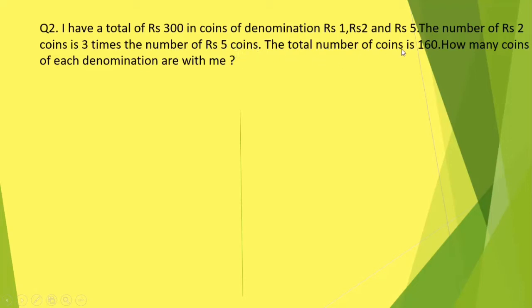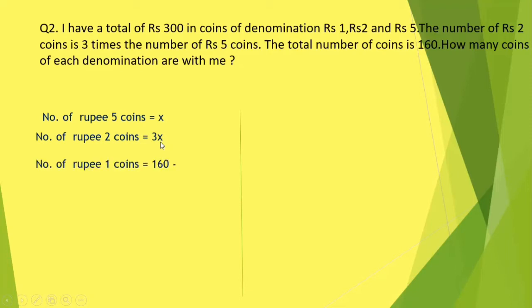And then the total number of coins is 160. So we take the number of 5 rupee coins as x because the comparison is done with rupee 5 coins. The 2 rupee coins are 3 times that of 5 rupees. So 3 times means 3 multiplied by x. Now, since the total coins are 160, the 1 rupee coins are going to be 160 minus 5 rupee and 2 rupee coins, which is x plus 3x, that is 4x.